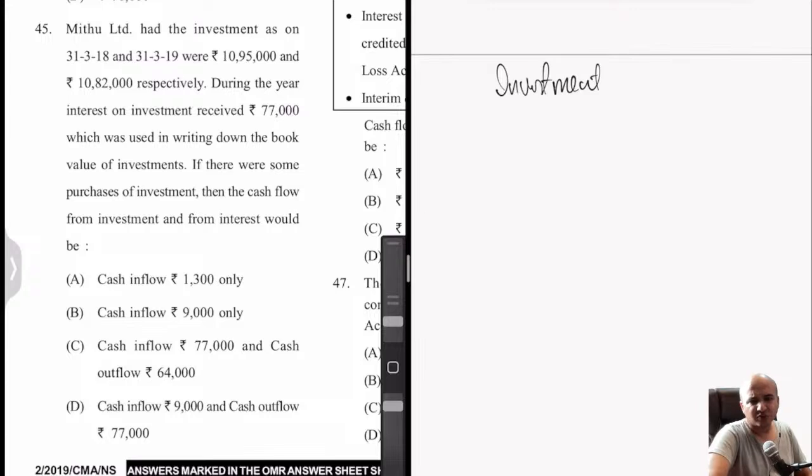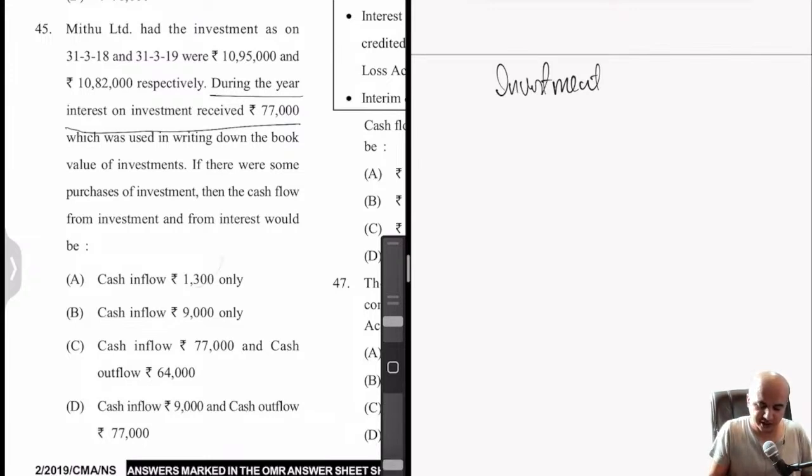So in this case, what they have done is they have attached investment with the interest portion. So it is not just investment they are worried about, they are also asking about the interest, which actually makes our life easier. If I were you, and if I had seen the question in the exam, I wouldn't even bother about calculating. I would directly look at the option, because I already know from this sentence, during the year, interest on investment received 77,000. There is some cash flow there only, you know. So now let me just look at the options.